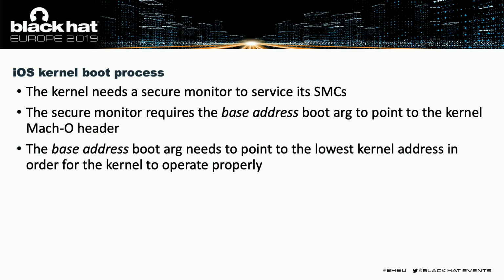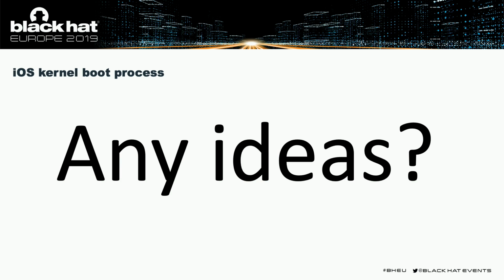So we saw that the kernel needs a secure monitor to service its secure monitor calls, so we loaded the secure monitor. But we now see that the secure monitor requires the base address boot argument to point to the kernel macro header. And we have another requirement for the base address boot argument: it needs to point to the lowest loaded kernel address. So any ideas how we can solve that and continue with kernel execution?